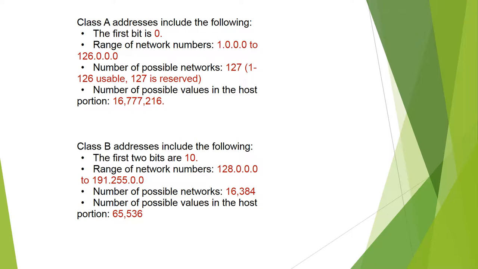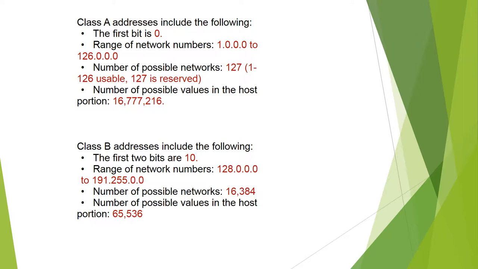1.0.0.0 to 126.0.0.0. The number of possible networks is 127, that is 1 to 126 usable, as 127 is reserved. The number of possible values in the host portion is 16,777,216. Class B addresses include the following.